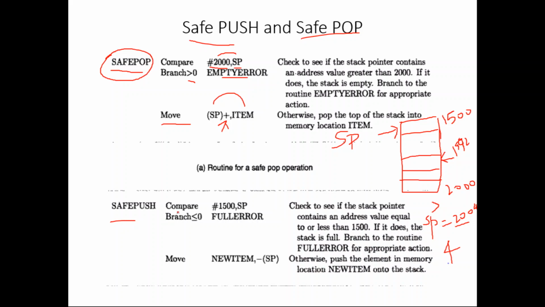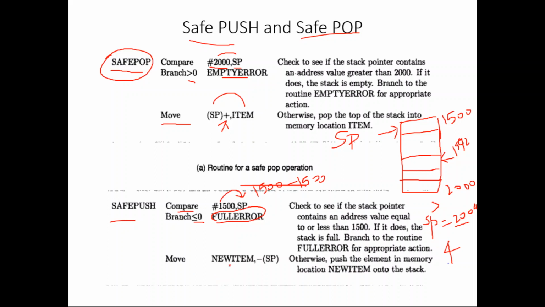So for that we write compare #1500, SP. Let us assume SP is 1500. It will subtract 1500 from SP, so 1500 minus 1500 is 0. Then it says branch less than or equal to 0. If it is less than or equal to 0, it will go to error. That is, the stack is already full and you cannot push.